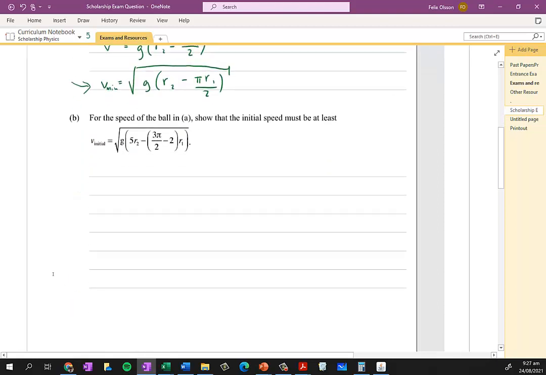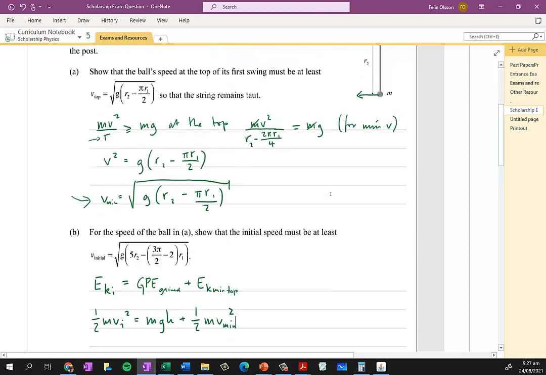So we can say here that EK initial must be equal to GPE gained plus EK min top. Okay, so that means that 1/2 m vi squared has to be equal to mgh plus 1/2 m v min squared. All right, so what is the height that it gains if it wraps around like this?